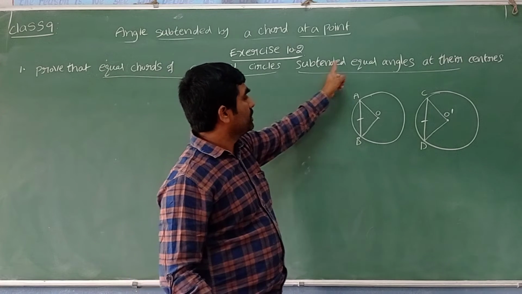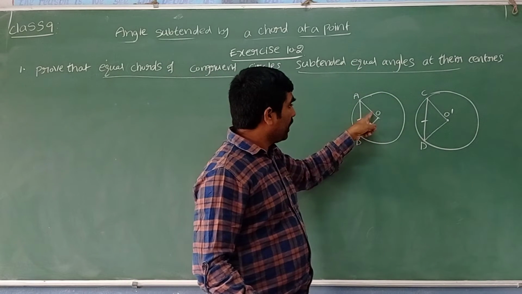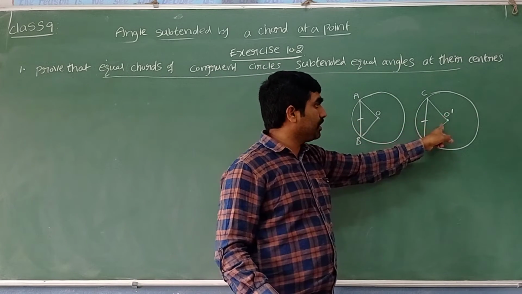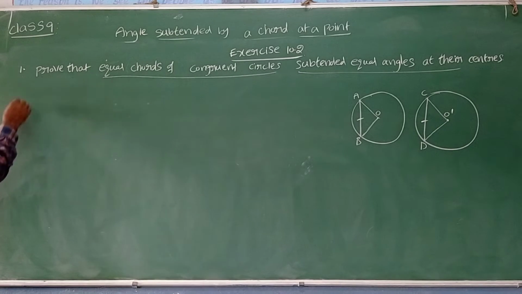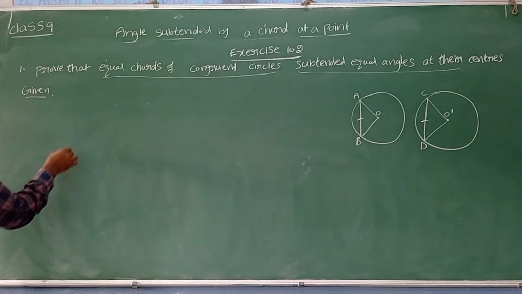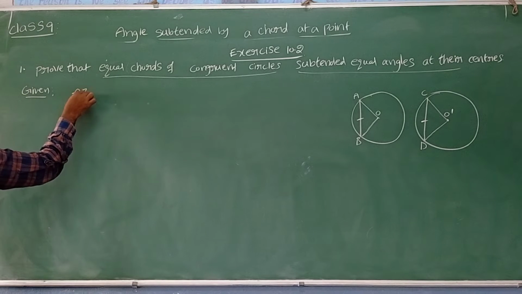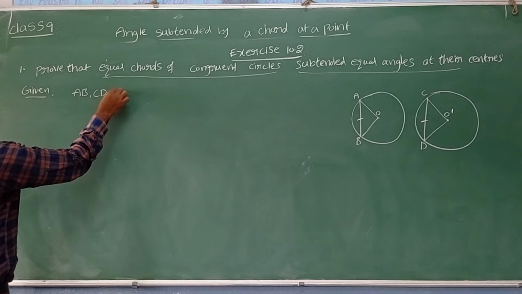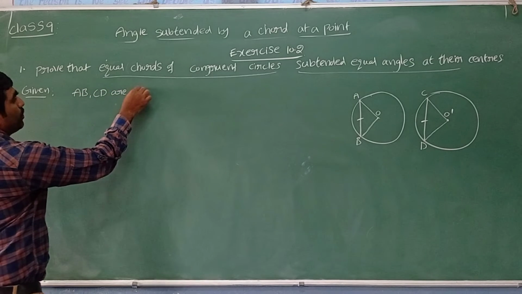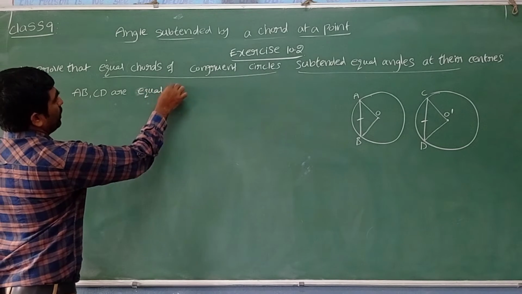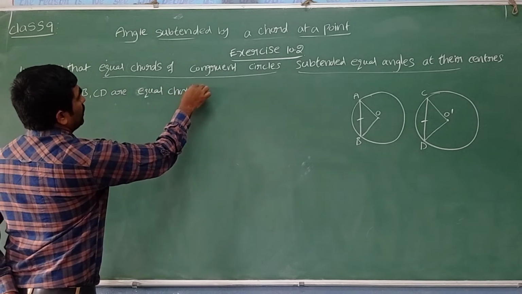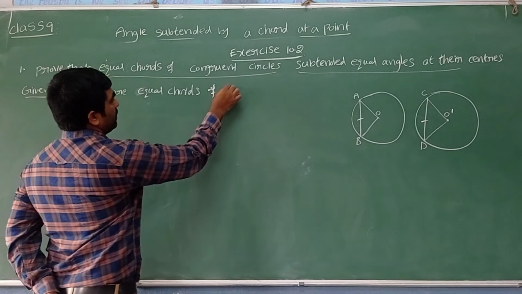We are asked to show the subtended angles are equal: angle AOB is equal to angle CO dash D. So let me write the given data here. What is the given data? AB and CD are equal curves. How are they equal? Sir, both are equal curves of congruent circles.